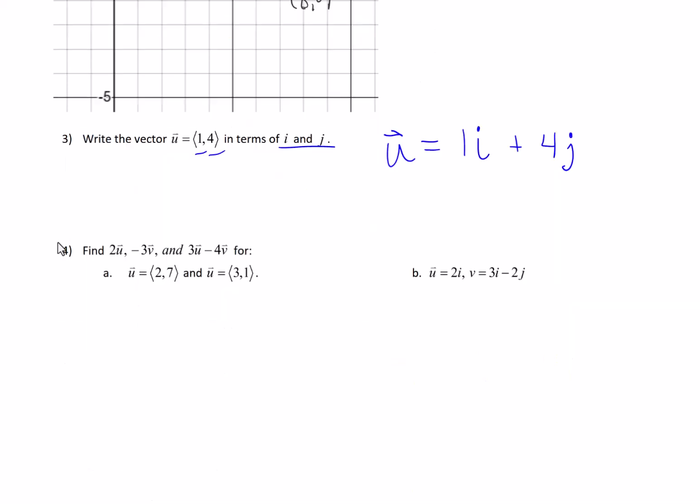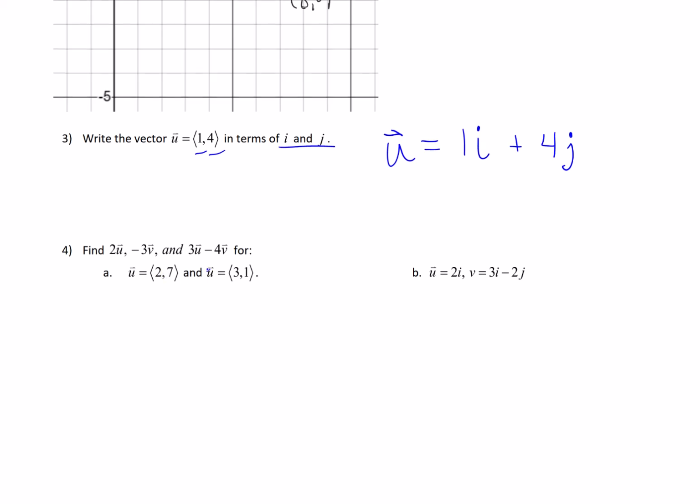All right, moving on to our next example, number 4. It says find 2 times vector u, negative 3 times vector v, and 3 times vector u minus 4 times vector v for the following vectors given. So vector u is given as ⟨2, 7⟩. This is in component form with the pointy parentheses. So 2 is the horizontal, 7 is the vertical component.